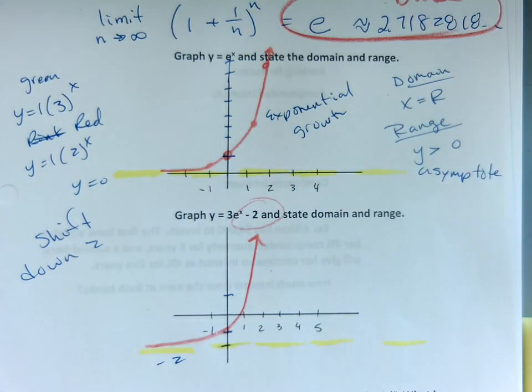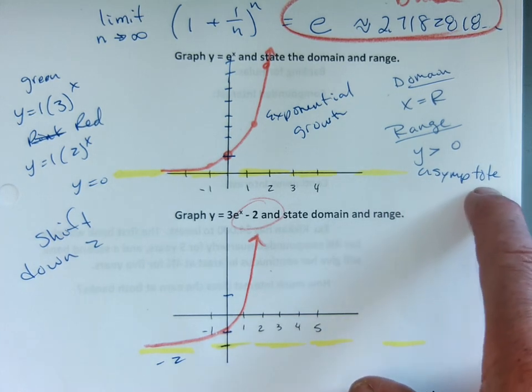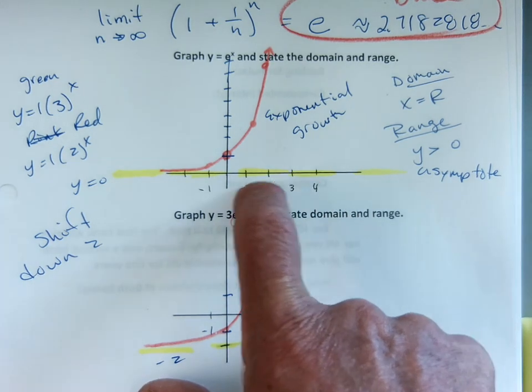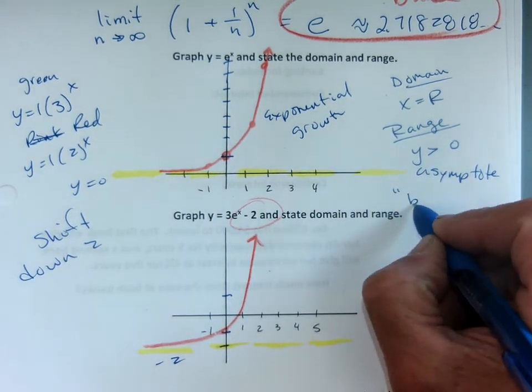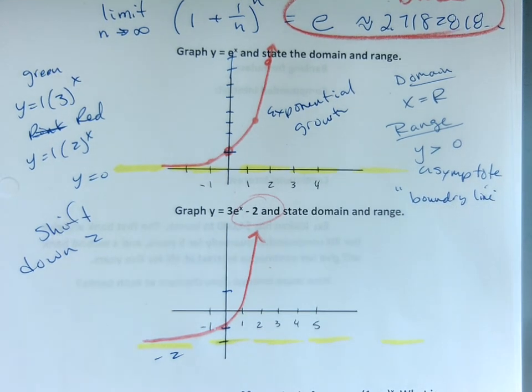What is that word? Asymptote. An asymptote is an invisible boundary line. An asymptote, I'll write that down. An asymptote is invisible. It's just a boundary line. Yeah. Thank you. Do you have to go right now? Yes, okay.